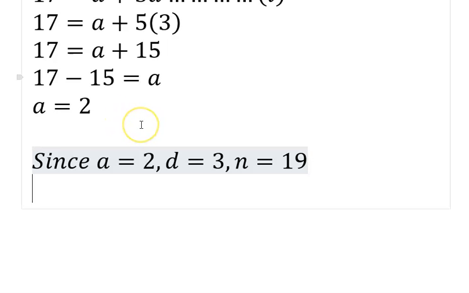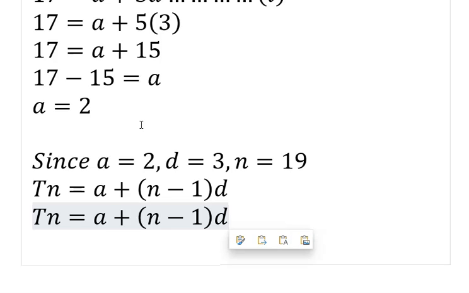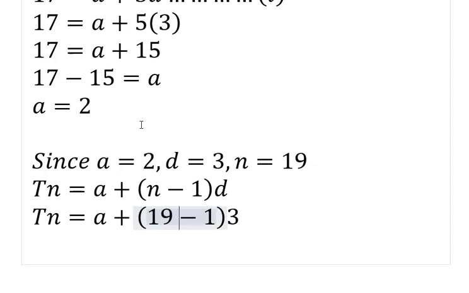So we now apply our formula. What's our d? Our d is 3. What's our n? That's 19, since we have to look for the 19th term. What's our a? Our a is 2. With this, we'll be able to get our Tn.